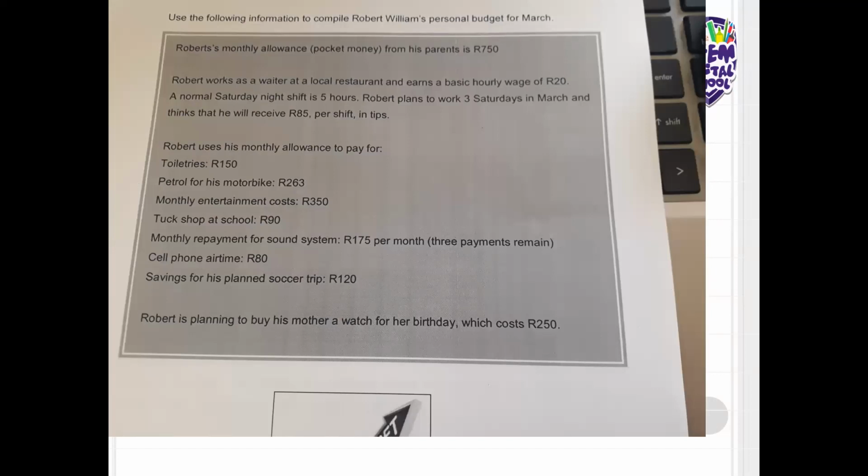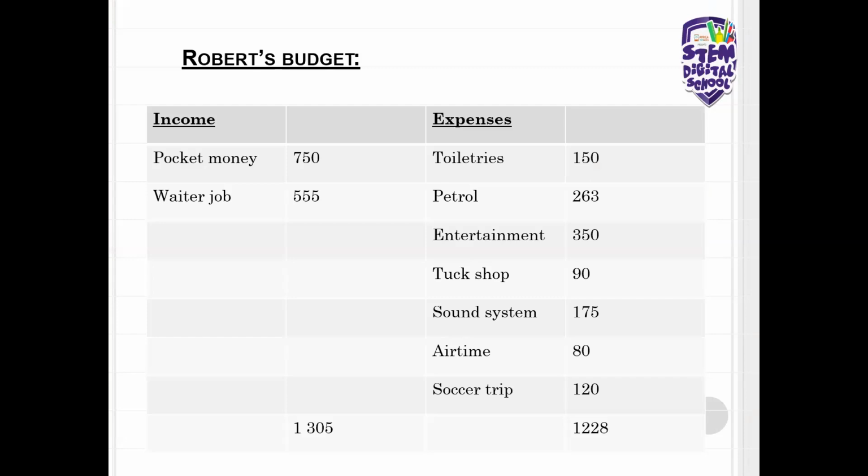Okay, so if again we look at the waitering job, then we said he's working for 5 hours at a rate of 20 Rand per hour. So 5 times 20, but he only works for 3 Saturdays. So 5 times 20 times 3. And then you still need to add the tips. And it's 85 Rand per shift. And he worked 3 Saturdays, 3 shifts. So 85 times 3, if you add that up, then you will get that waiter job of 555 Rand. Okay. Don't stress too much about these calculations regarding the income. This was a more difficult one.